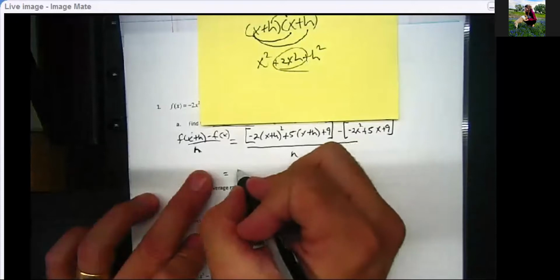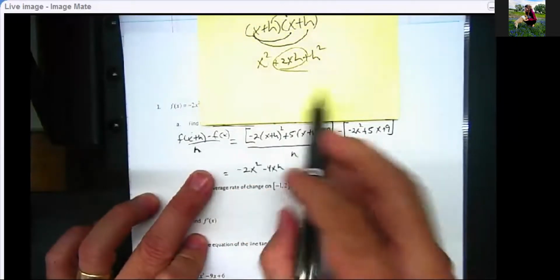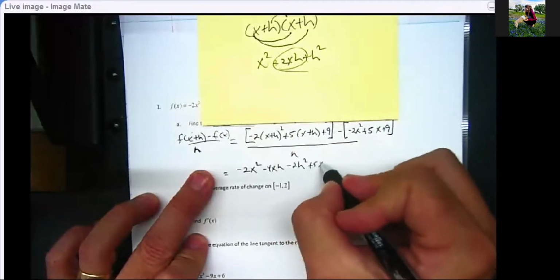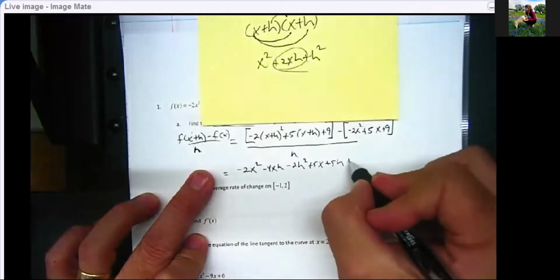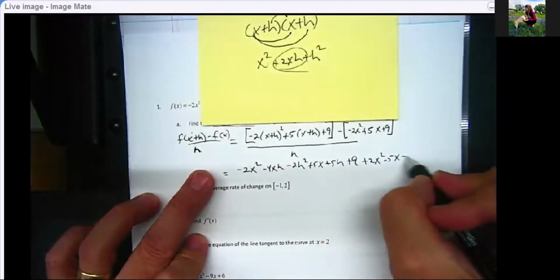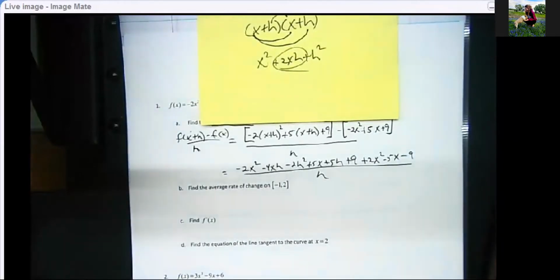So I've got a negative 2x squared. I'm going to have a negative 4xh. I'm going to have a negative 2h squared. I'm going to have a 5x. I'm going to have a 5h. I'm going to have a 9. I'm going to have a 2x squared, a negative 5x, and a negative 9. Woo! Now, my goodness, do you see how hard that is? How many places you could go wrong with all of that train of information?